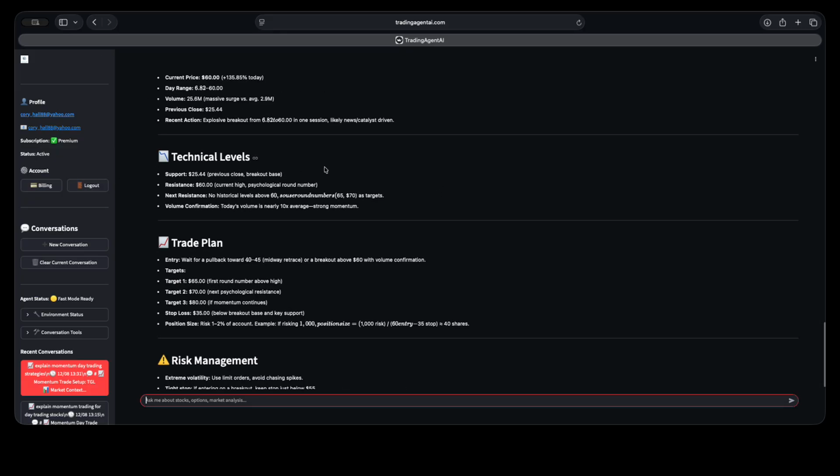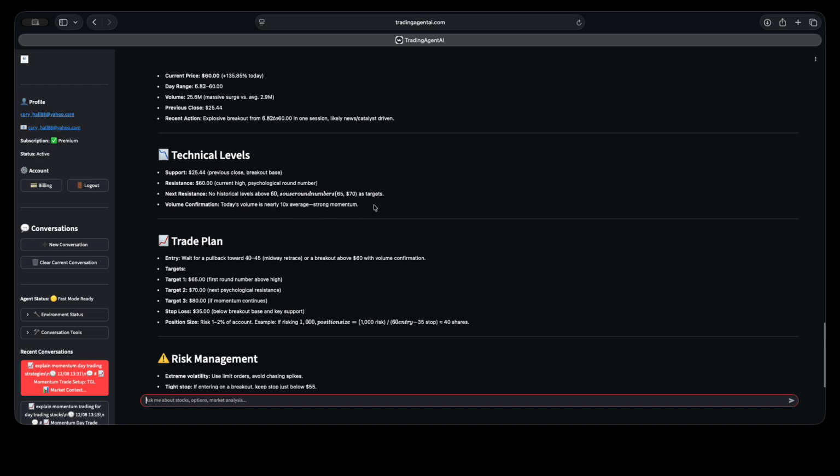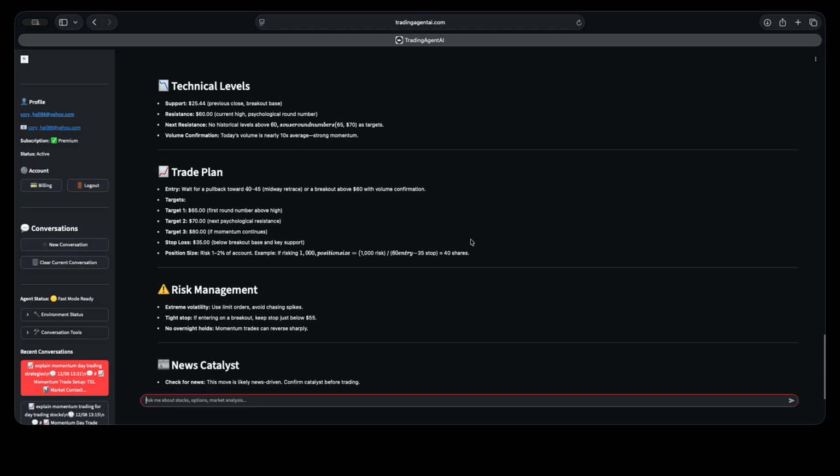Support is $25, which is the previous close and the breakout base. Resistance is $60, which is the current high and a psychological round number. And there are no historical levels above 60, so there's not a next resistance level here. $70 is just the next round number. And then today's volume is nearly 10 times the average, which is strong momentum.